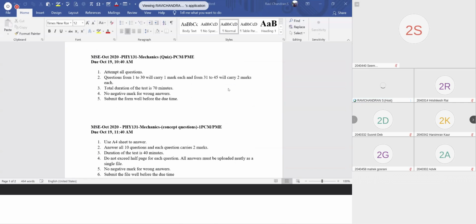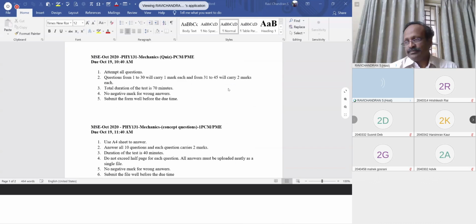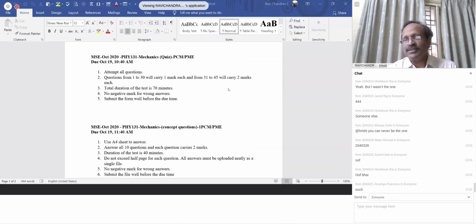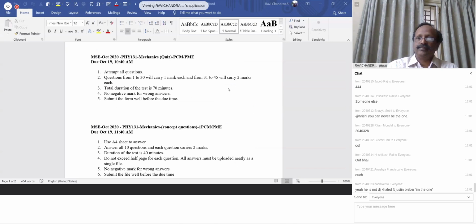Your preparation should be concept-oriented. You don't have to derive any bigger equations here, but you should remember key points. For example, what is the potential energy at the mean position? What is the kinetic energy at the extreme position? They may ask questions like that. Yes, anything else?